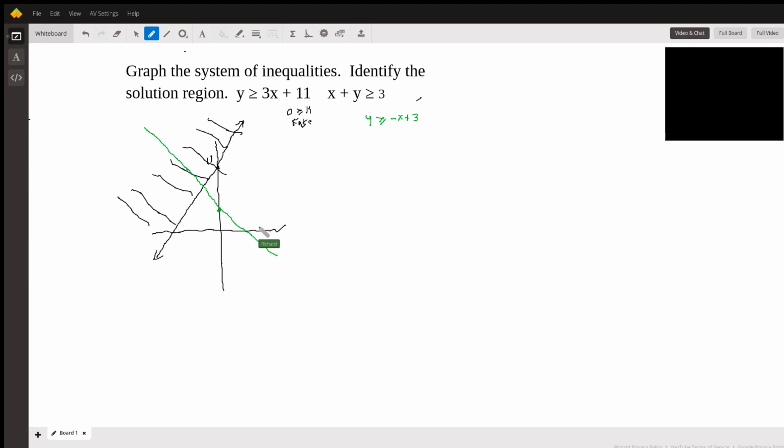And now we have to shade it as well. So we'll use 0, 0 again. And that gives us 0 greater than or equal to 3, which is false. So we will exclude the origin and we will shade above the line.